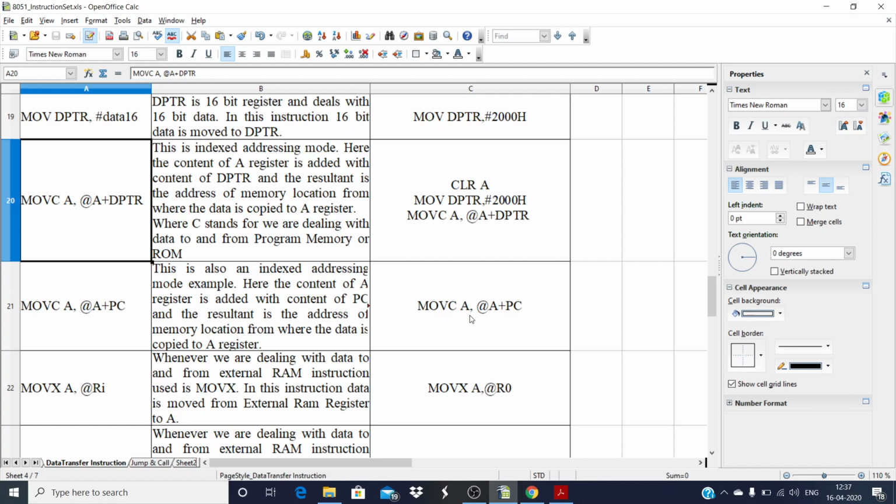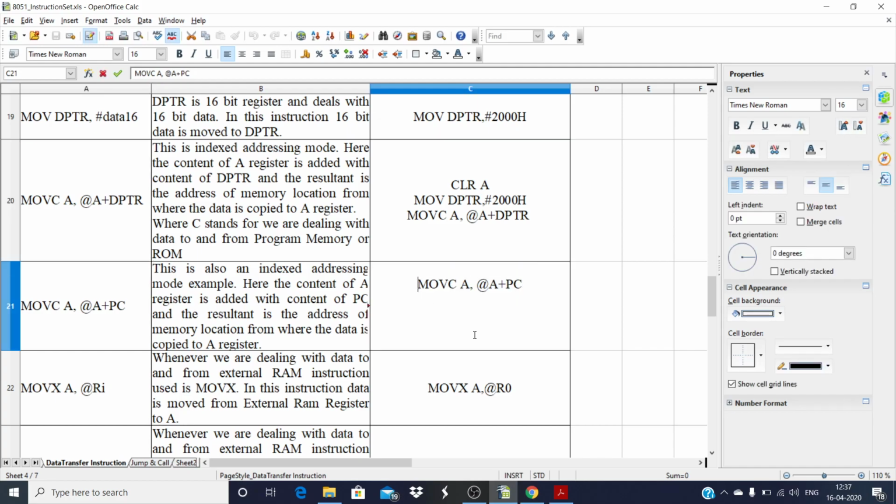For example, MOVC A, @A+PC. To explain this in more detail, I will write the same thing that I have written above. CLR A, then MOV PC, sorry, not DPTR, here we are using PC. So PC, #2000h, a 16-bit address. Why am I writing 2000? Well, to represent a 16-bit address.